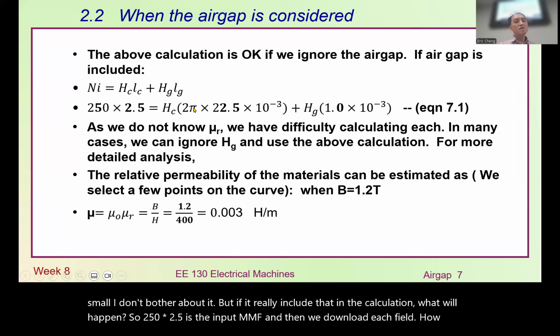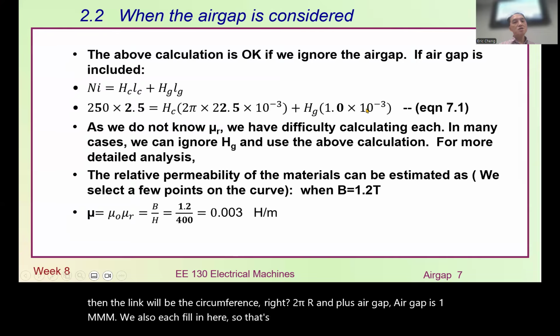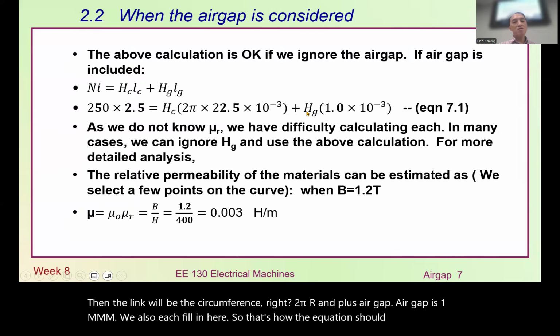Then the length will be the circumference, right? 2 pi r, plus the air gap, which is 1 mm. We also have an H field in here. So that's how the equation should be. But just now we ignored this part.